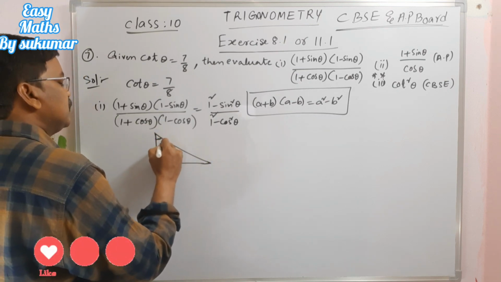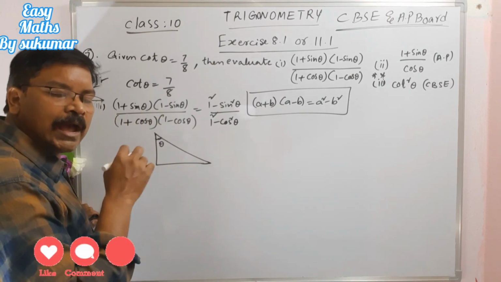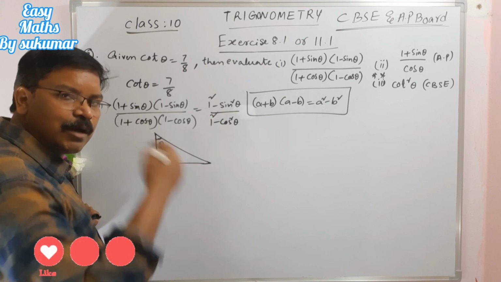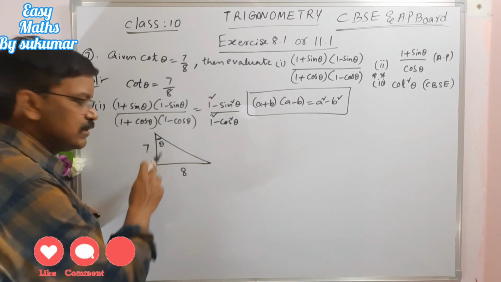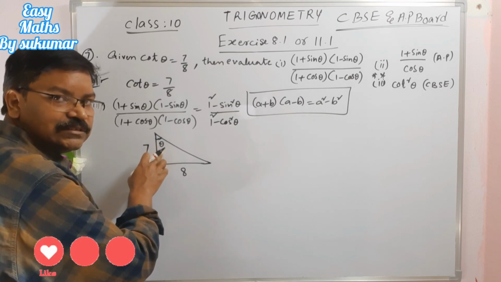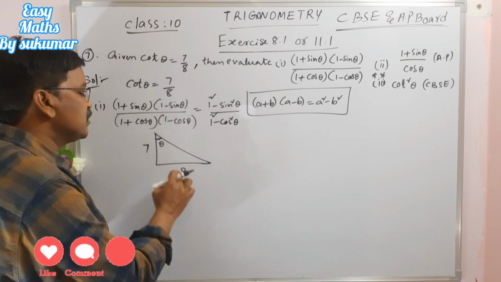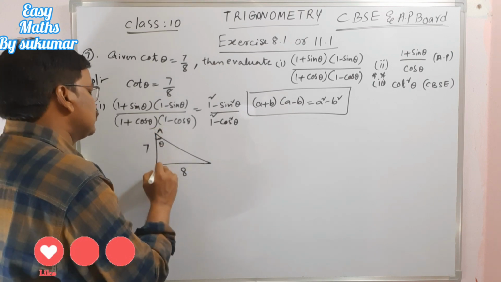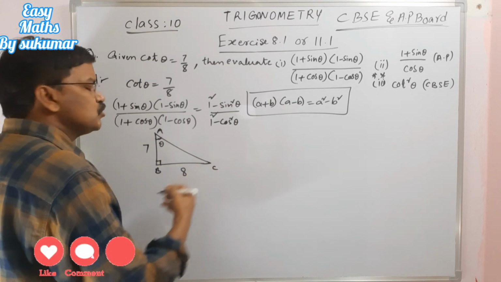Here this is theta. Let us take theta. Cot theta means what? Adjacent side by opposite side. So this is adjacent side and this is opposite side. Let us take theta is here. So this is adjacent side and this is opposite side. Adjacent side by opposite side. So let us take this triangle as ABC. Okay, my dear students. Now let us use Pythagoras theorem.